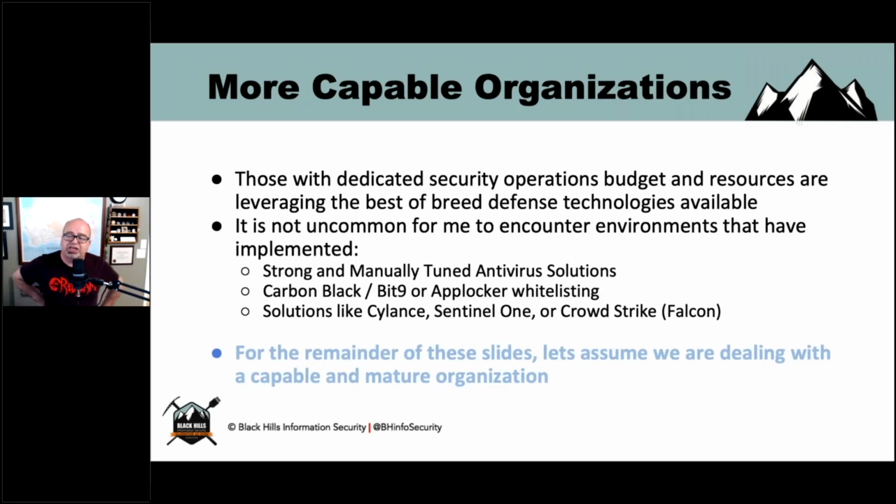So when we come to doing the tests that Black Hills involves itself with a lot, we do tend to run into pretty sophisticated and capable organizations. We do tend to run into folks with a pretty good security operations budget and resources that are leveraging best of breed technologies. It's not uncommon in my testing for me to encounter strong and manually tuned antivirus solutions. Things like Carbon Black Bit9 or AppLocker whitelisting, things like Cylance, SentinelOne, CrowdStrike Falcon. The solutions that work pretty well if they are well implemented and well tuned.